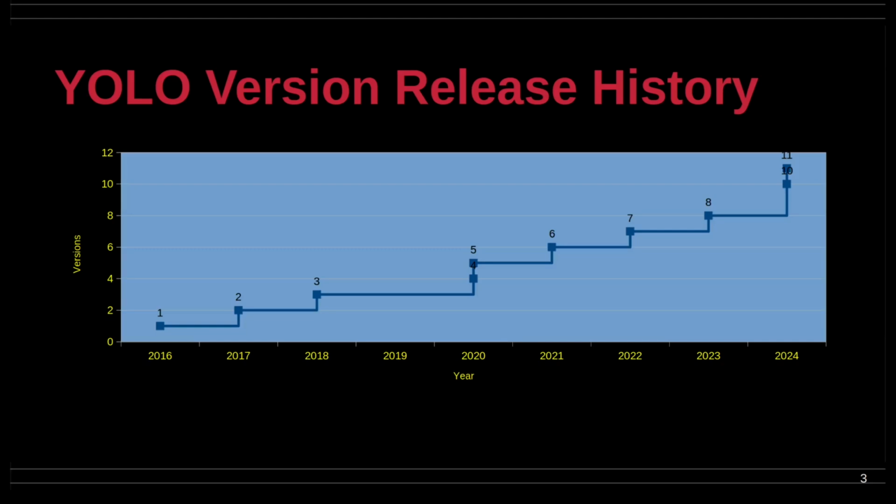YOLO v8 in 2023 introduced a new training methodology, data augmentation techniques, and model architecture. It achieved state-of-the-art performance across various object detection benchmarks. YOLO v10 in 2024 represents the state-of-the-art in object detection, achieving lower latency with fewer parameters. It achieves higher performance than previous YOLO models. And now, YOLO11 in August 2024.